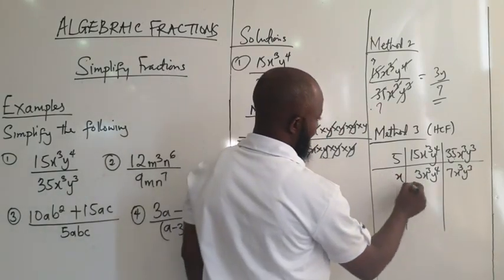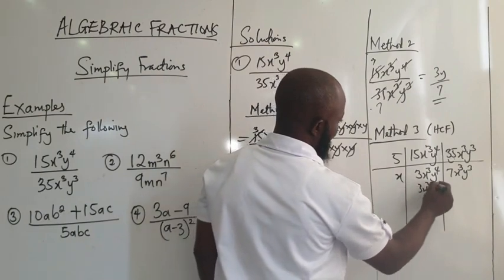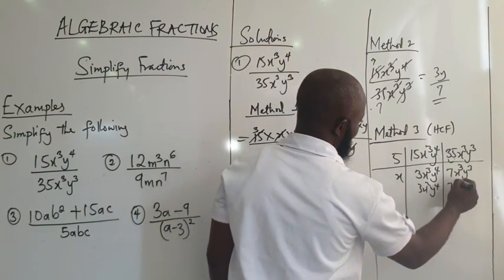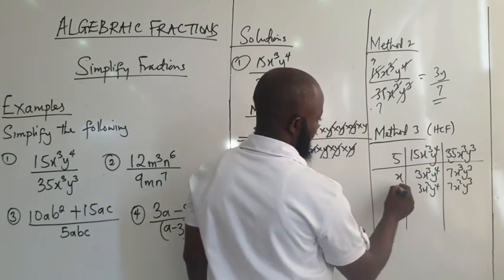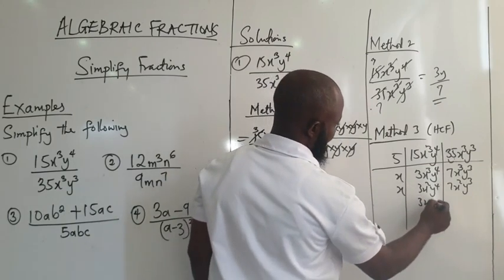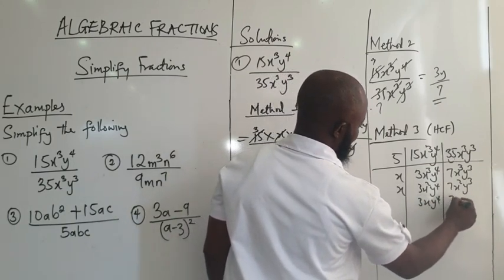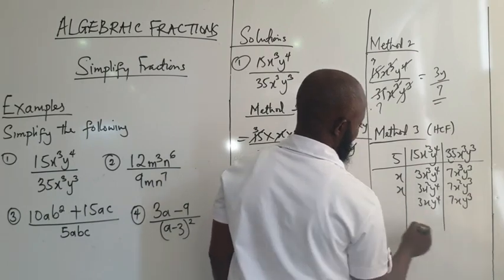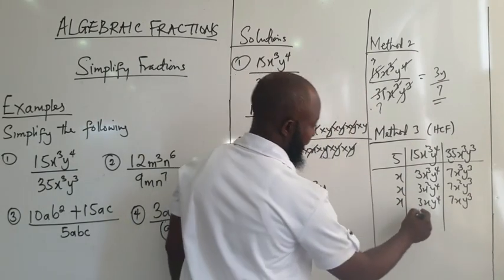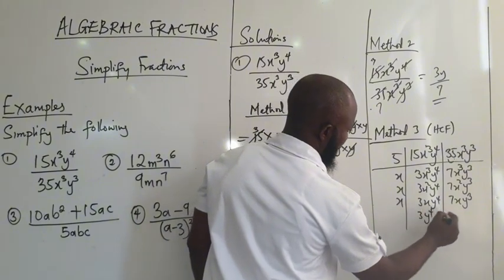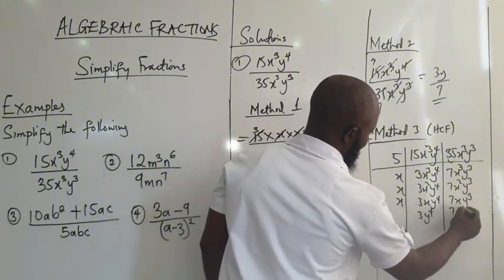So what is common again? x. That will be 3x squared y raised by 4, 7x squared y raised by 3. So x is common again, 3x y raised by 4, that is 7x y raised to the power 3. So the same thing, x continues. That will be 3 y raised to the power 4, then 7 y raised to the power 3.